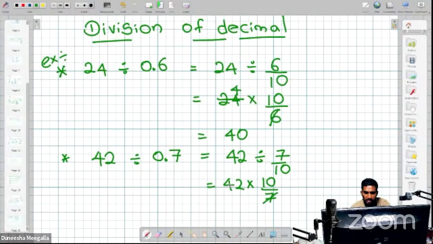There are 6 sevens in 42, right? Now, 6 multiplied by 10 is what? 60. The answer is 60. Write down the two examples.